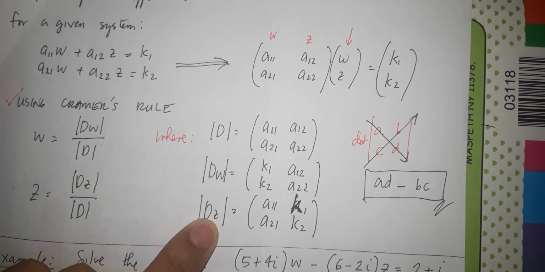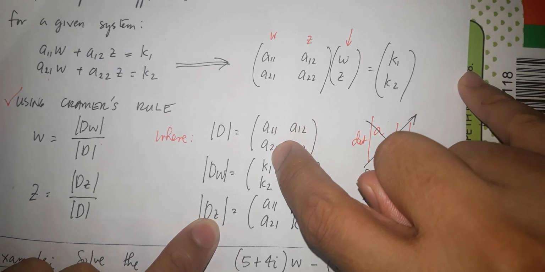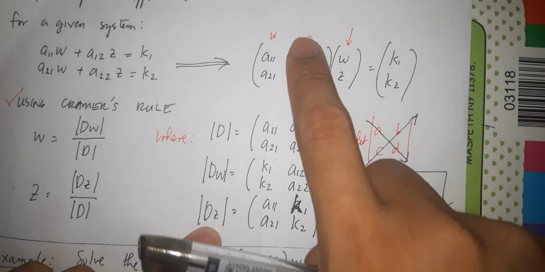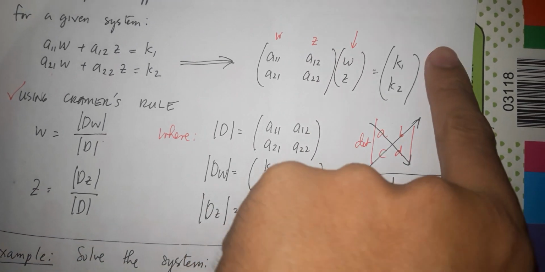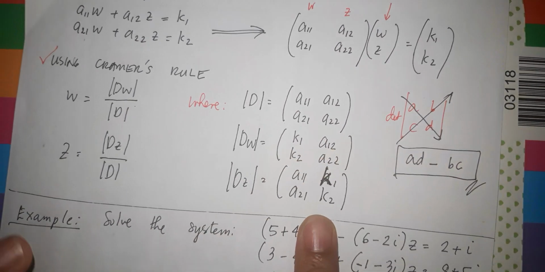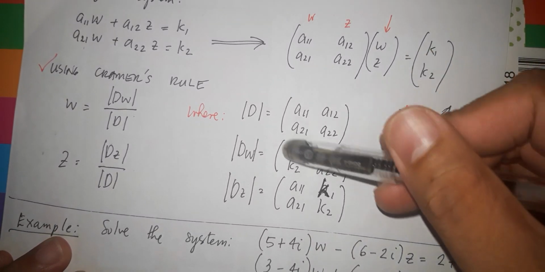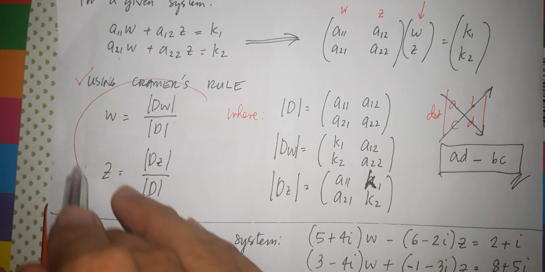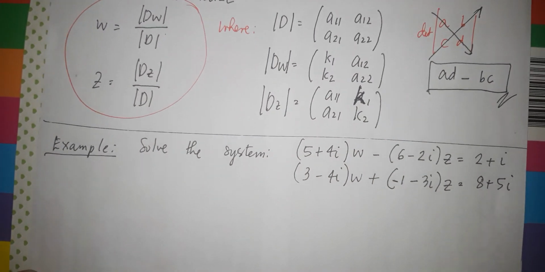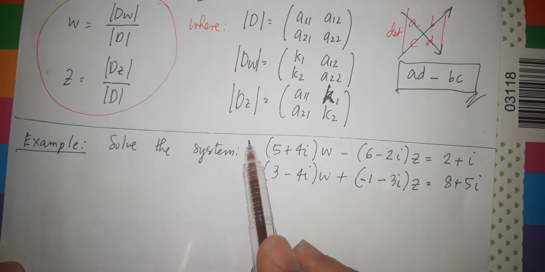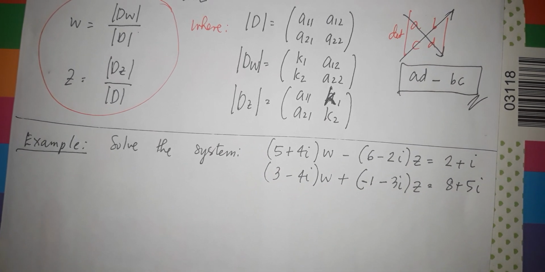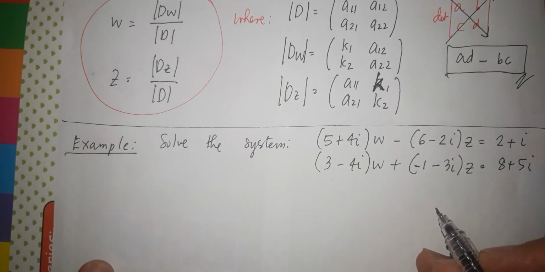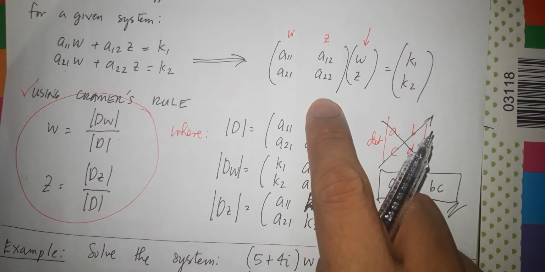So for dZ, that's A11, A12. Since dZ ito, papalitan natin yung column Z with the constant terms K1, K2. Then take its determinant. So this is down minus up, down minus up, down minus up, and then substitute it here to solve for the values of W and Z. So let us try to apply this Cramer's rule to solving this particular system of linear equations. So let us try solving. In that case, iaano muna natin siya into its augmented form.